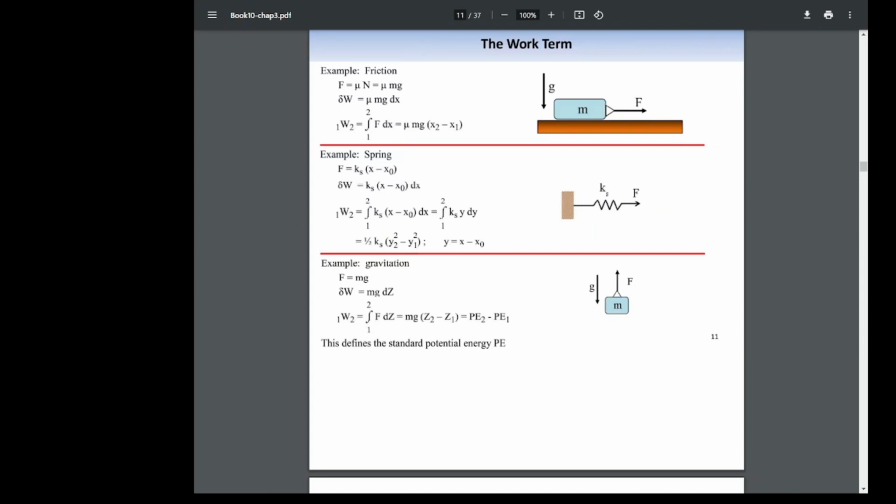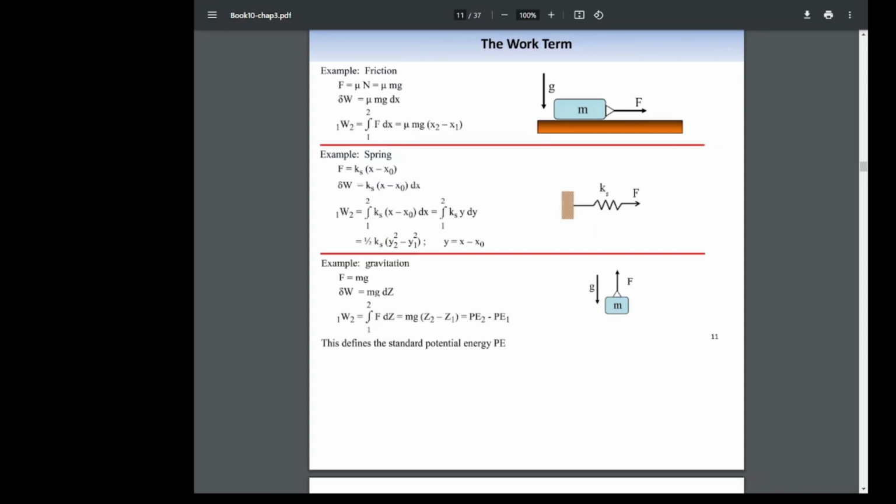Okay, and the third one is gravitation. This one is just mass times gravitational acceleration is the force, and then the work in this case is going to be just that force times the force. This is a force term, so the incremental portion of work is just equal to the force times that incremental displacement change, so vertical change.